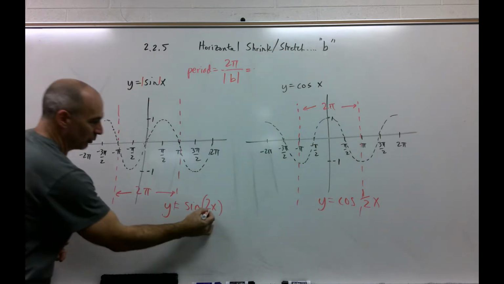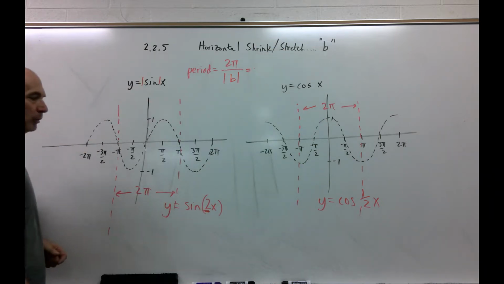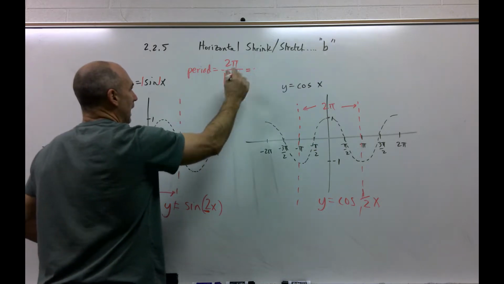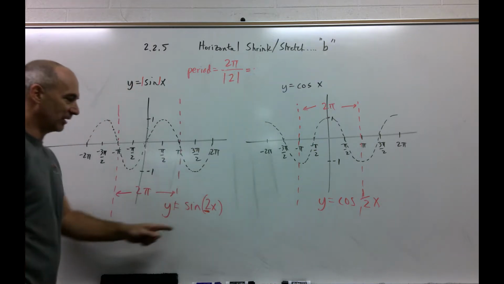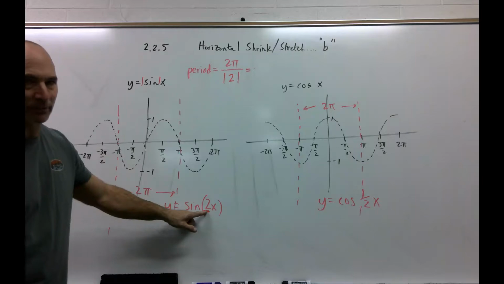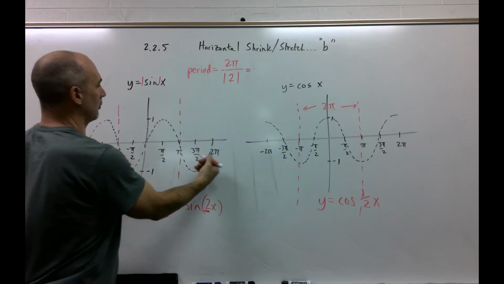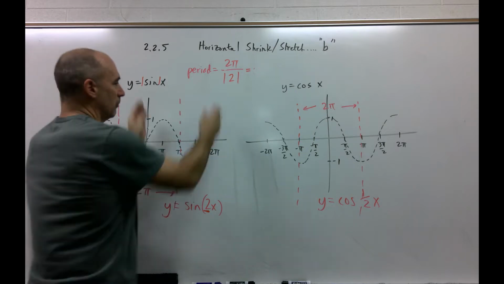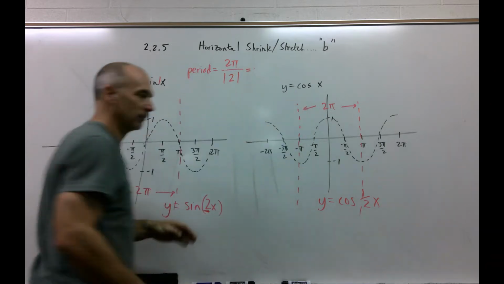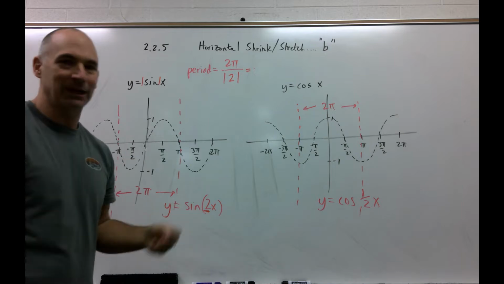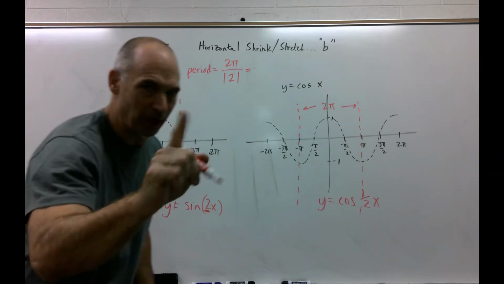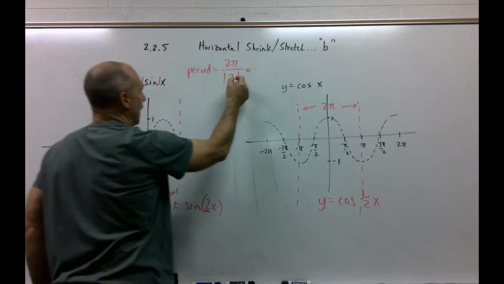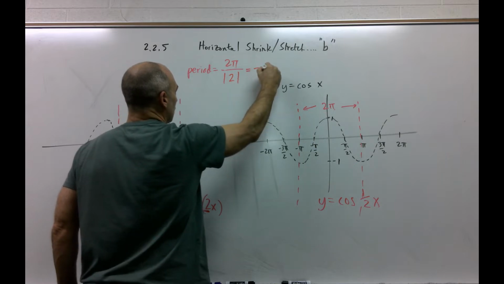So you notice we got a whole number here, it's a 2. So that's my B. Now the absolute value is just there, just in case it's negative, which isn't going to happen very often, because that would reflect it over the y-axis, which is a little challenging, especially when you start moving these things all over the place. So just know that that's not going to happen very often. So let's do the math. 2 pi divided by 2 is pi.